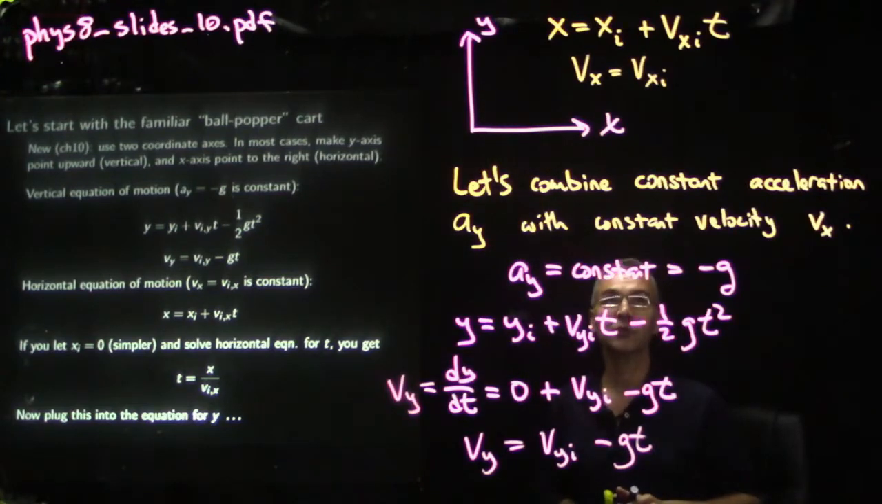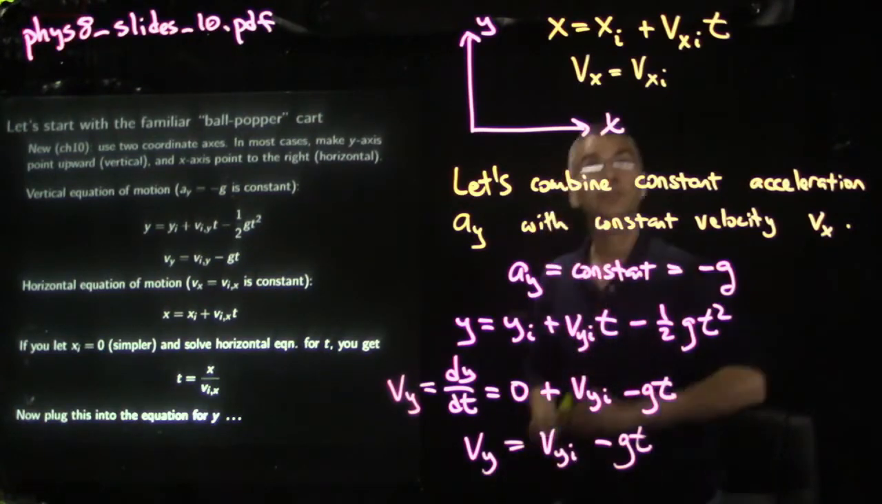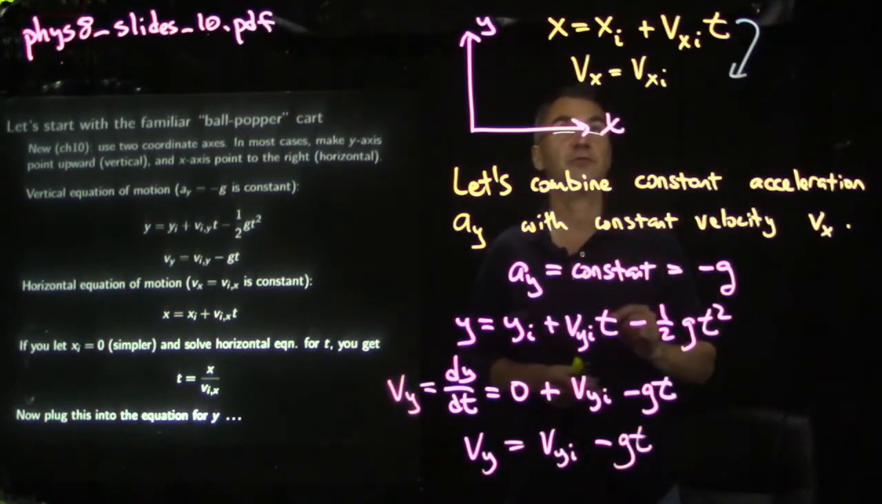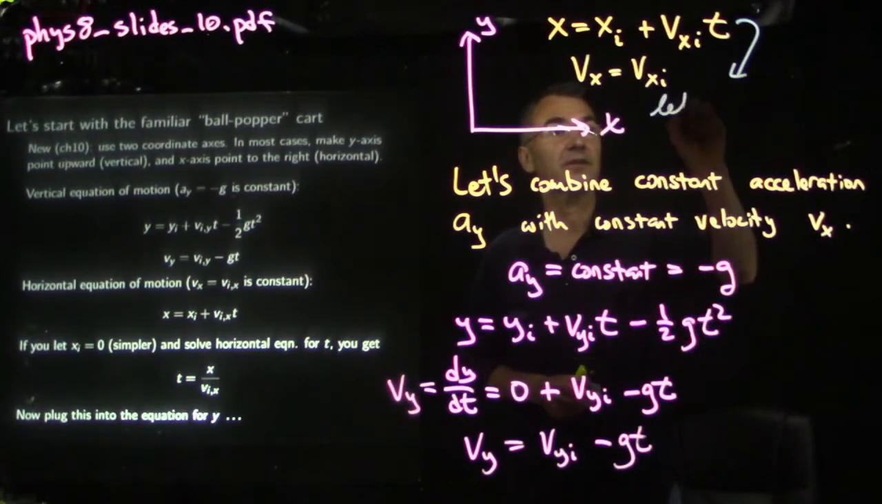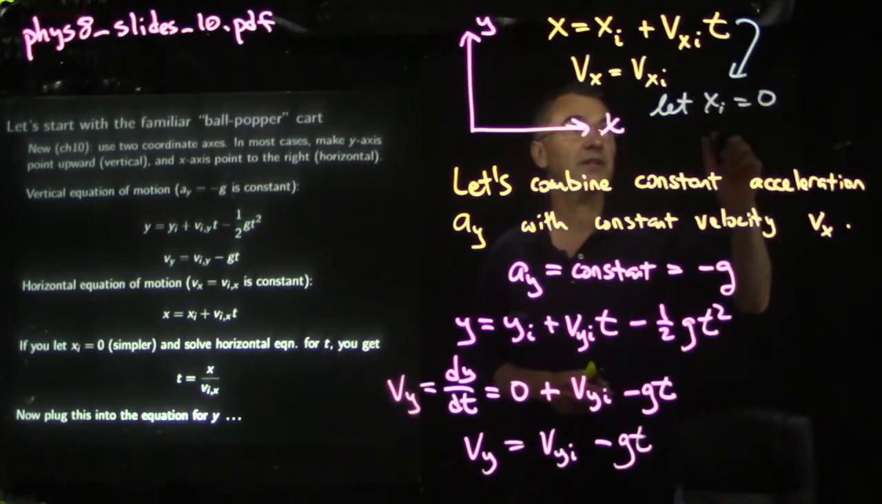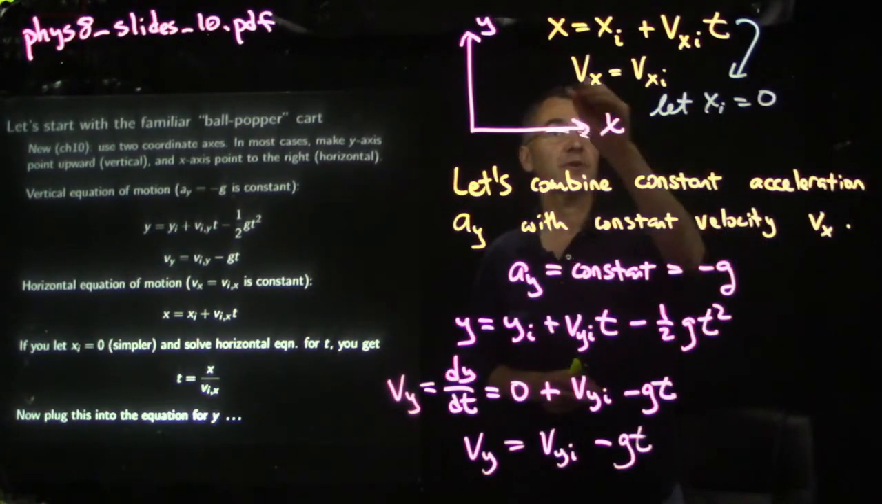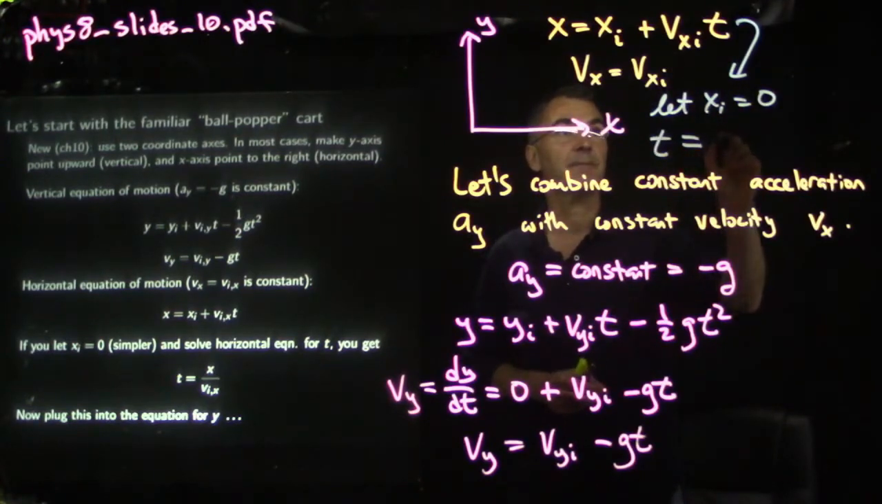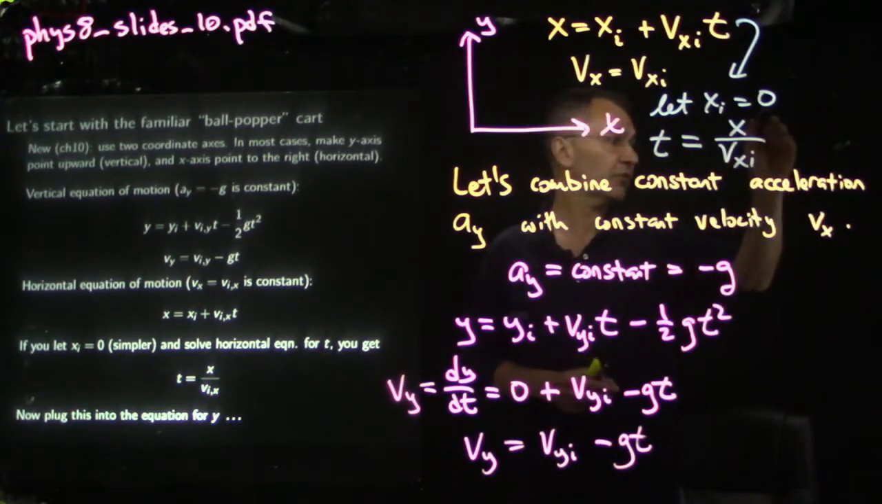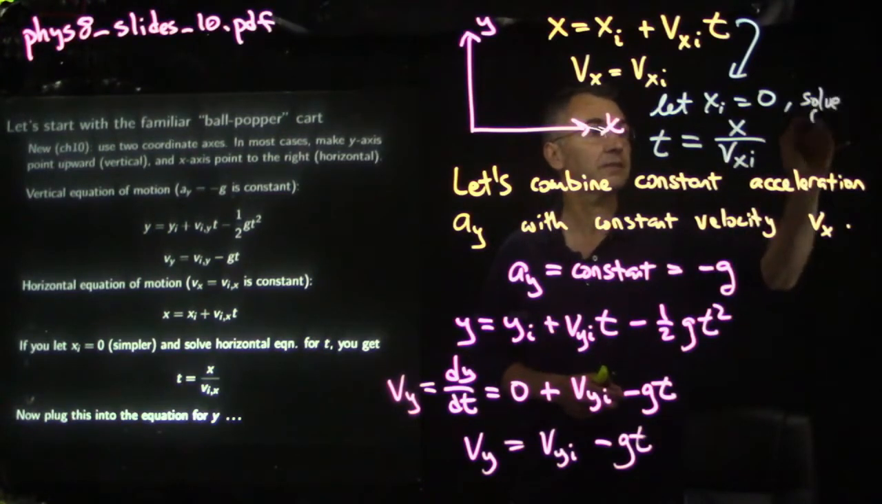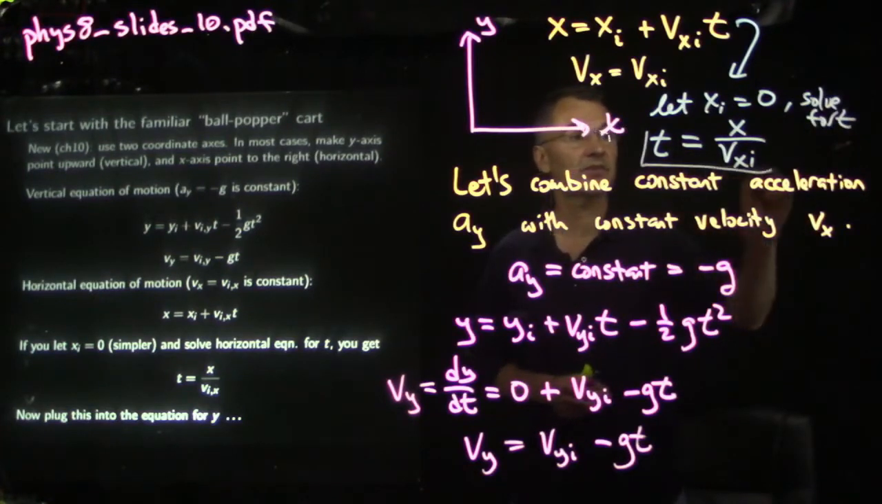Once we have those two equations, one thing that it's often useful to do is to take this equation and solve it for the time. And also we can say, let's let x initial equal 0, and then we'll solve for time. So we have x equals vx initial times time. So that gives us that the time is x over vx initial. So you let x initial be 0 and then solve for t, and that gives us this value for the time.